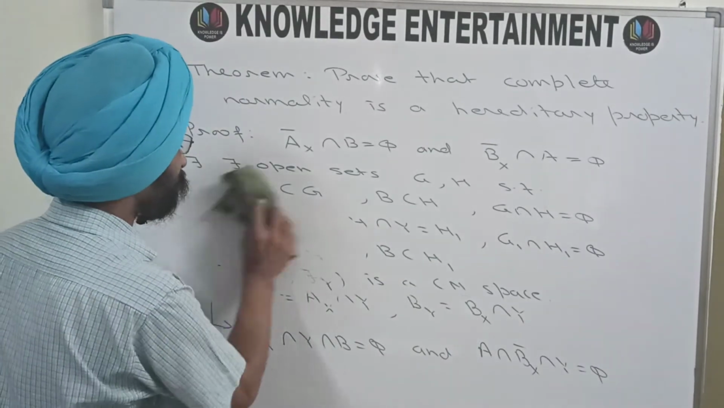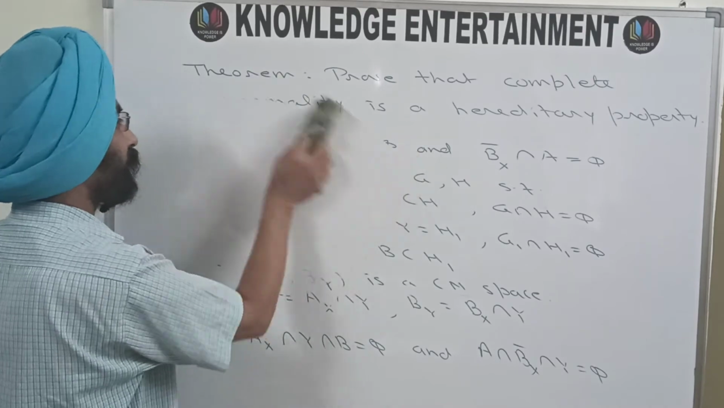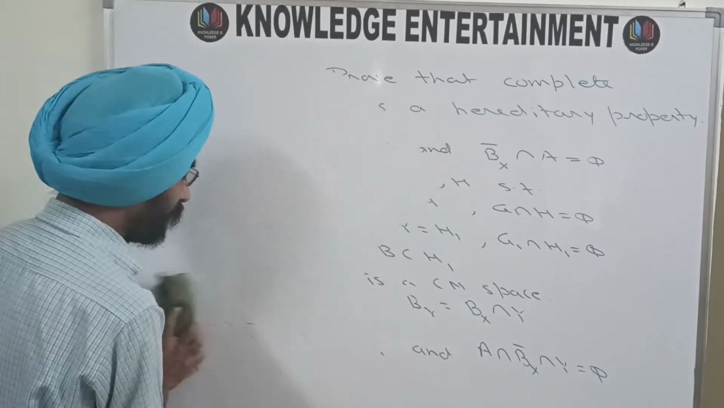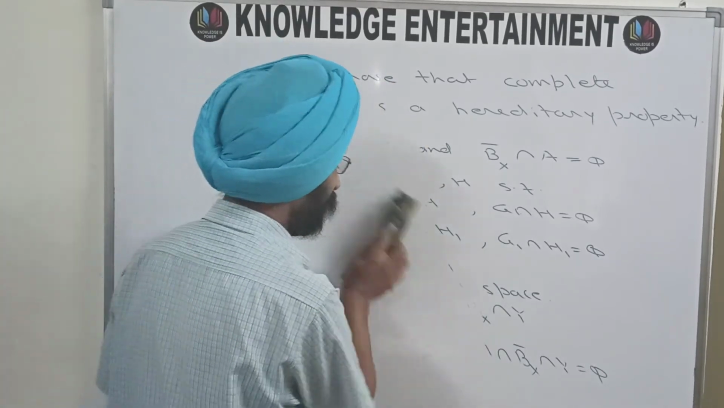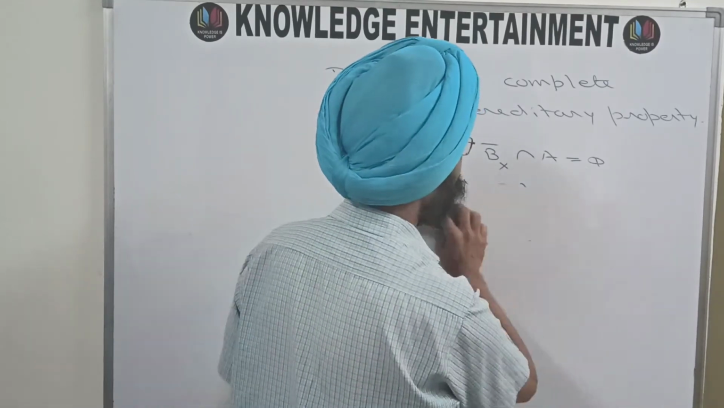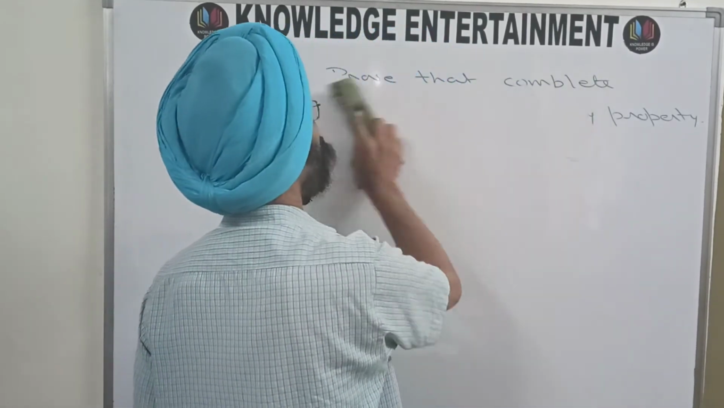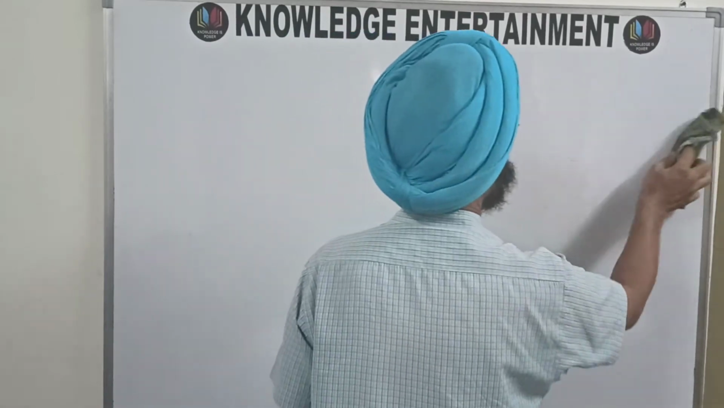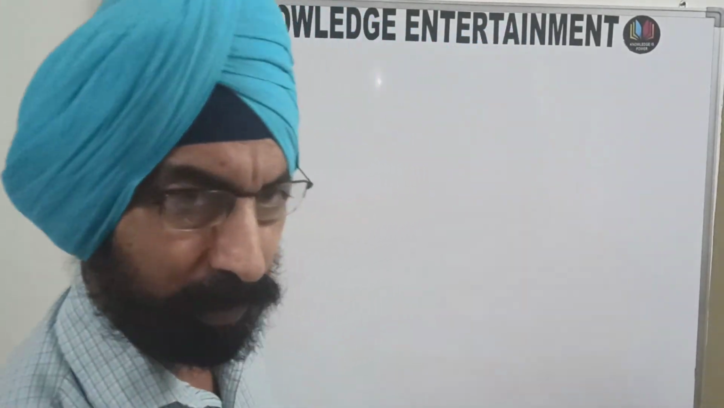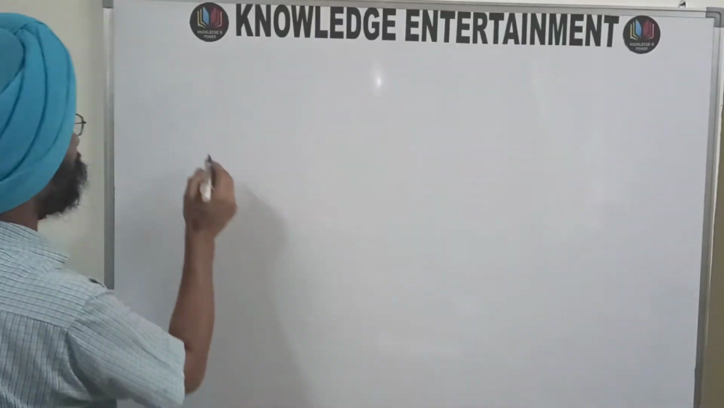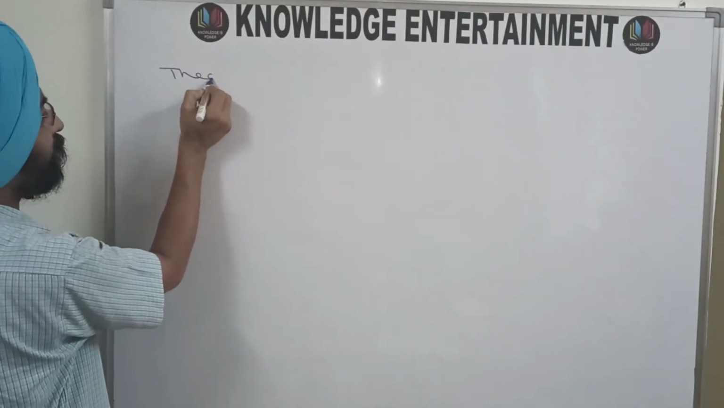So this was an important theorem, an important property you can say about complete normality in separation axioms, and another important property is that it is a topological property. So now let us have a theorem related to that one.